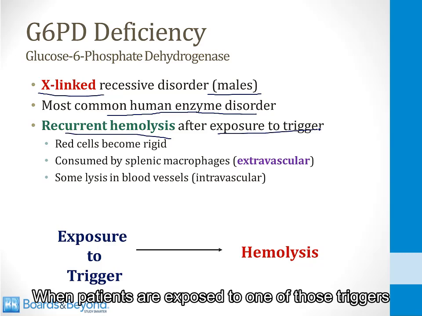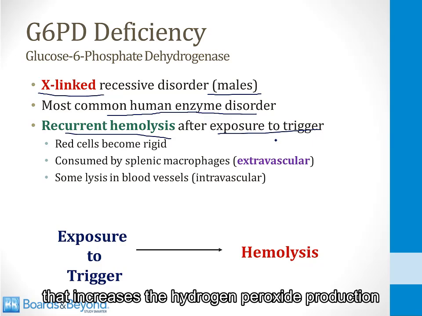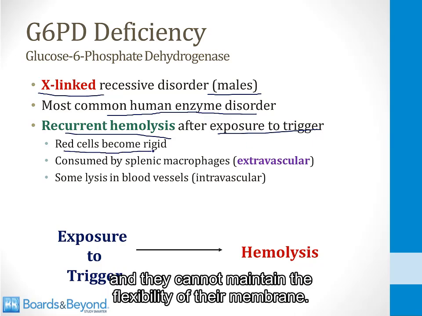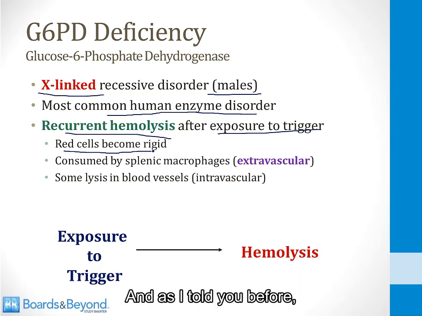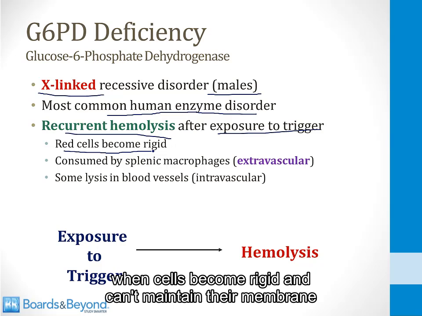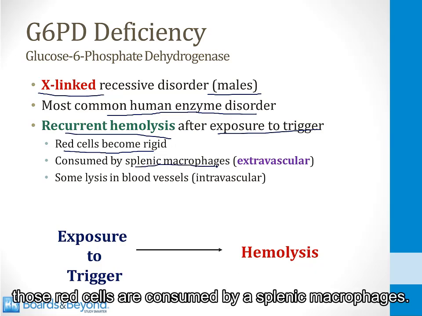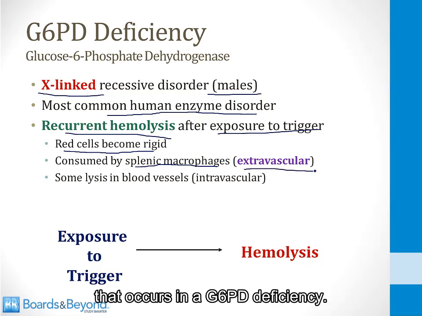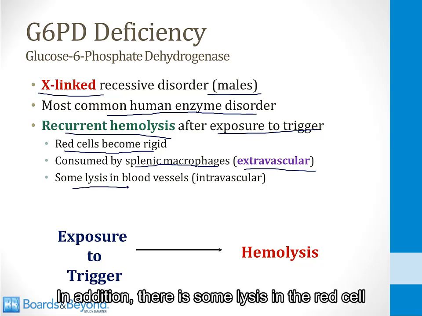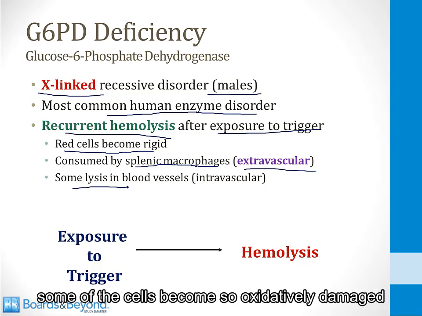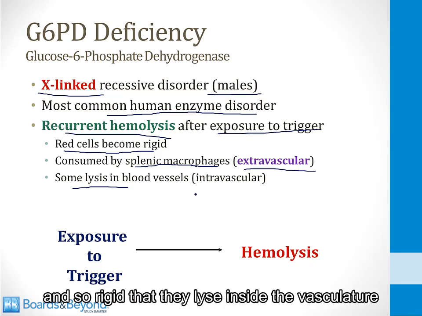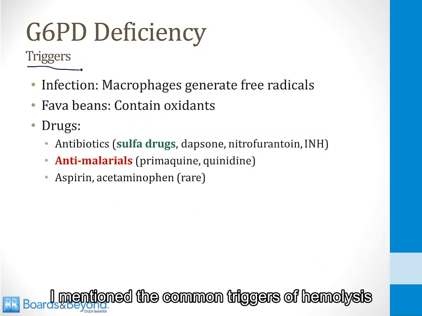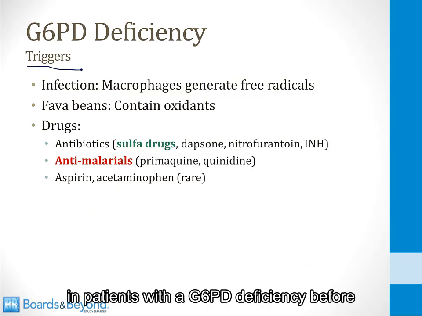When patients are exposed to one of those triggers that increases the hydrogen peroxide production inside of red cells, the red cells become rigid and they cannot maintain the flexibility of their membrane. And as I told you before, when cells become rigid and can't maintain their membrane, those red cells are consumed by splenic macrophages. So there is a lot of extravascular hemolysis that occurs in a G6PD deficiency. In addition, there is some lysis in the red cells. Some of the cells become so oxidatively damaged and so rigid that they lyse inside the vasculature, so you can also see intravascular hemolysis.